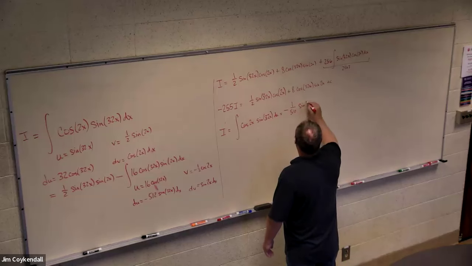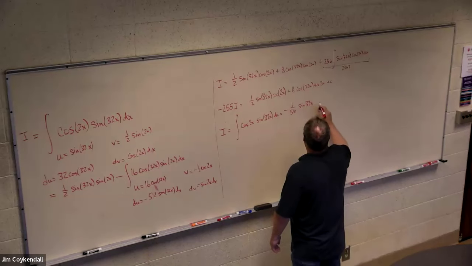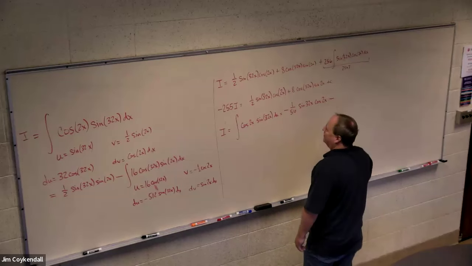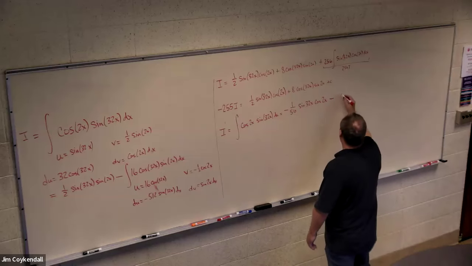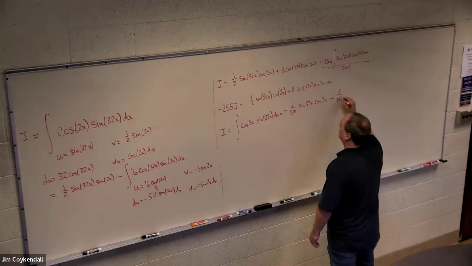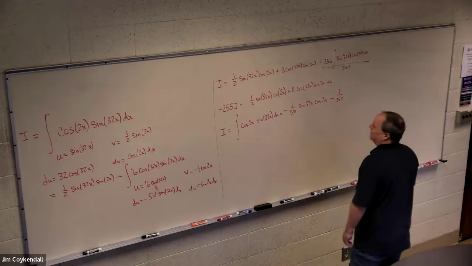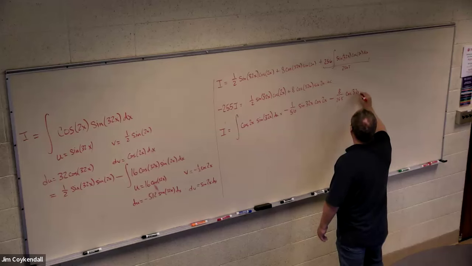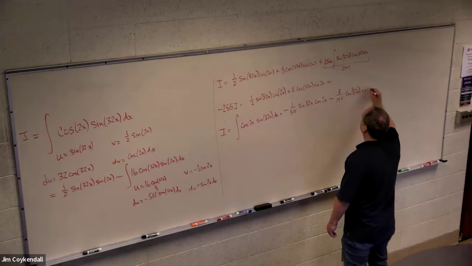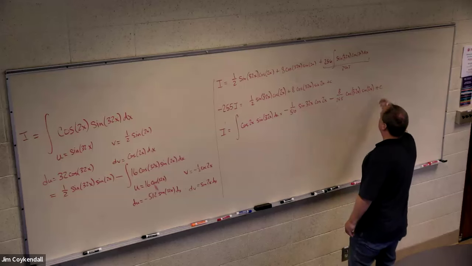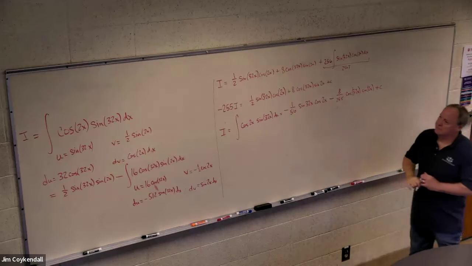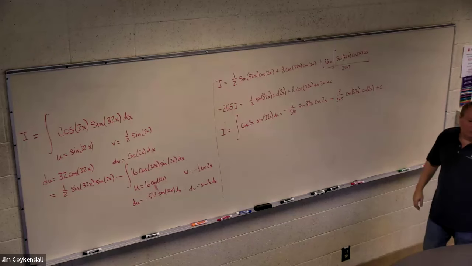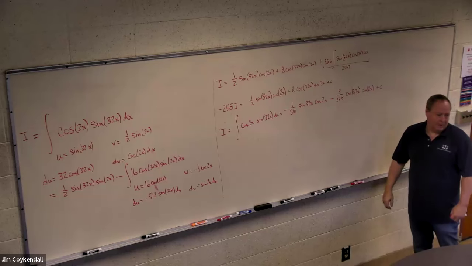sine 32x cosine 2x minus 8 over 255 cosine 32x sine 2x plus C. So there is the integral that you all need to do, right?